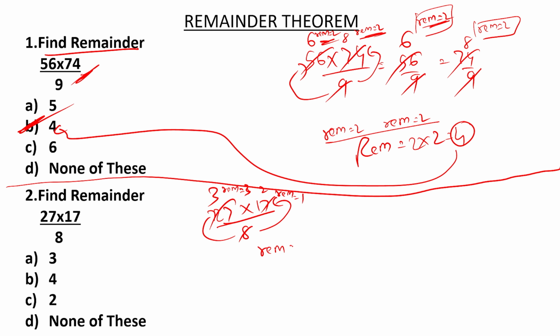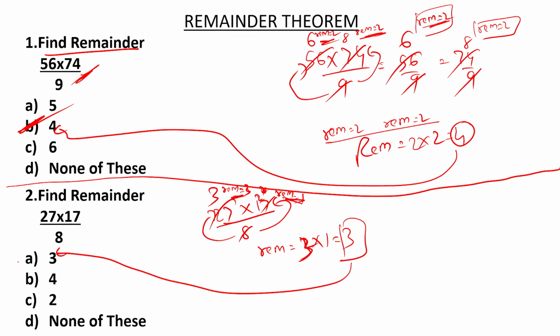So the remainder is 2 into 1, what? Not 2, 3 into 1. This is the remainder, right? We get remainder 3 here, remainder 1. 3 into 1 is 3. Our answer is 3. Just that simple. There is no need for you to overthink anything. That's how you do the sums.